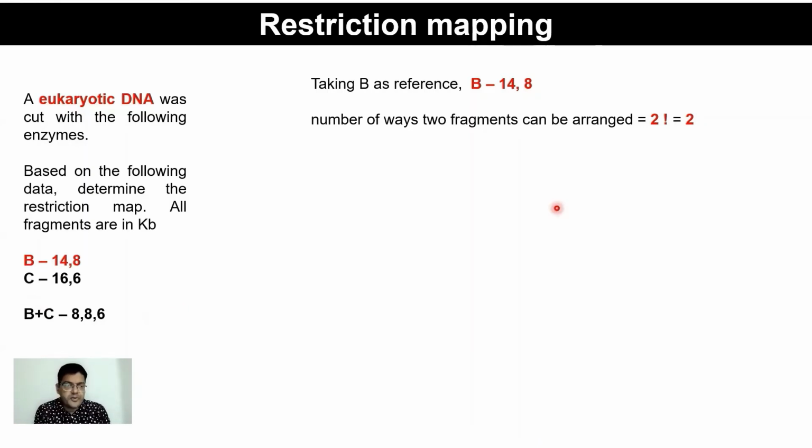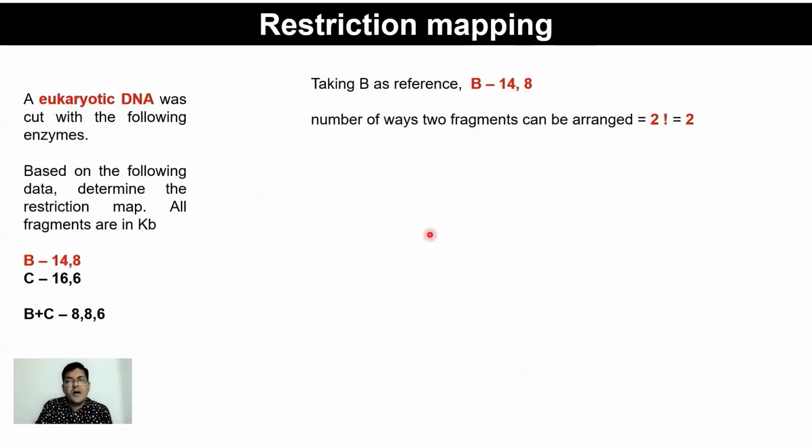So now we start plotting our map taking B as reference, and we know B gives you 2 fragments on complete digestion. One is a 14 kb fragment, the other is an 8 kb fragment. So the number of possible ways in which the fragments can be arranged is 2 factorial, which is equal to 2 into 1 equals 2. So very clearly, either the 14 kb fragment comes first or the 8 kb fragment comes first.